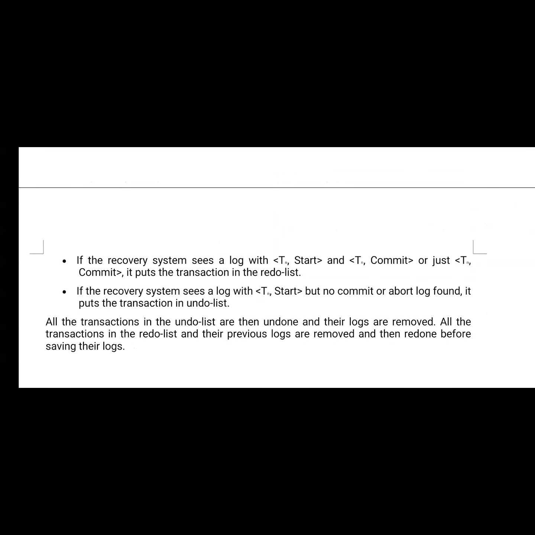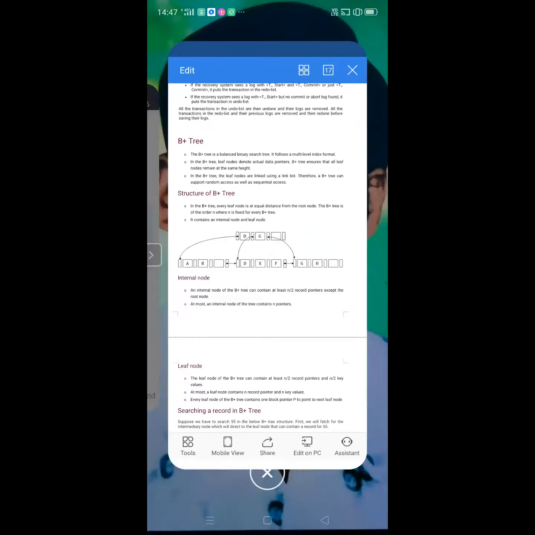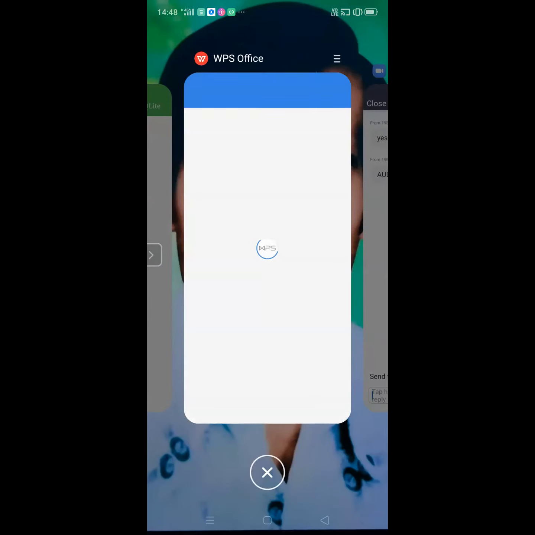I hope all of the members understood what I'm saying up to now. So today we discussed system crashes, the types of failures, how we recover the data, and what a checkpoint is. We will discuss the remaining topics in the next class.